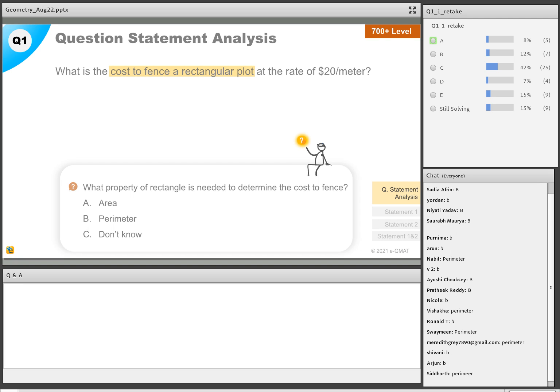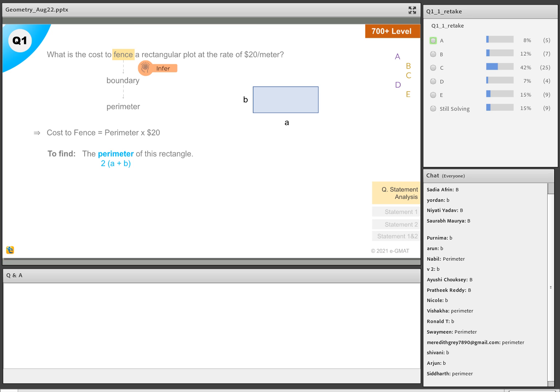Perfect. So if we are talking about the perimeter, we need to have a very clear understanding of the two sides that we have over here, right? So essentially, if we calculate the perimeter, the cost to fence would very simply be perimeter times $20 of that. So I just need to calculate the perimeter of this rectangle. What's the perimeter of a rectangle? It's given by the formula twice of length plus width, that is 2(A + B) over here.